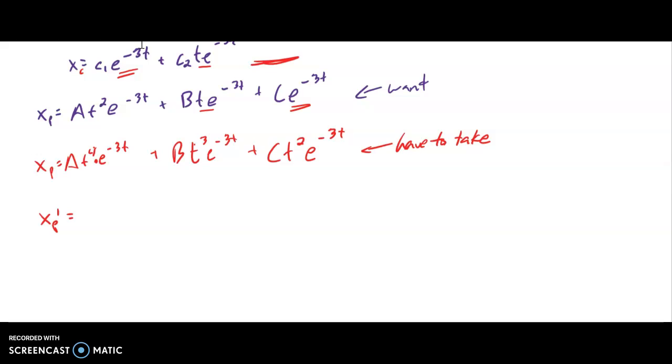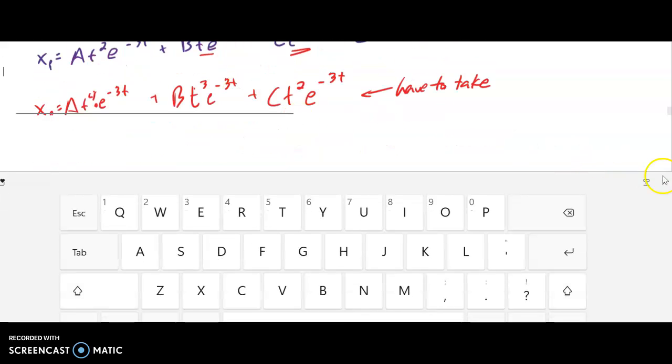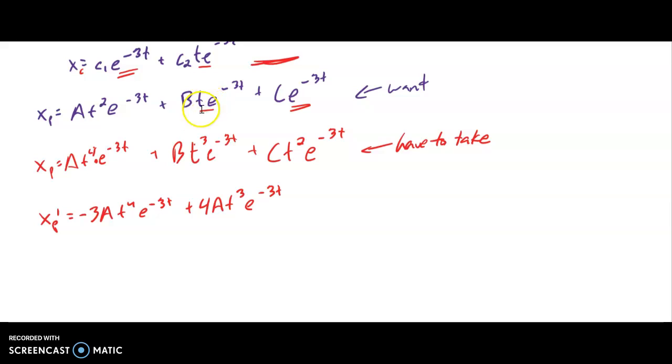And I'd like to keep it up there. So that gives me negative 3a t to the fourth times e to the negative 3t plus 4a t cubed e to the negative 3t. I'll do the same thing with this one right here.